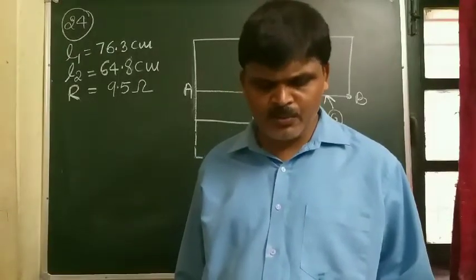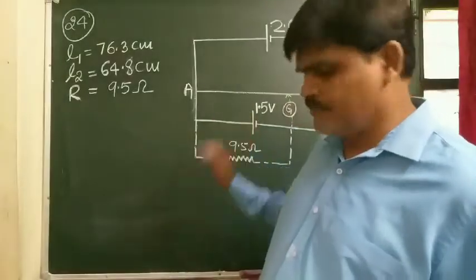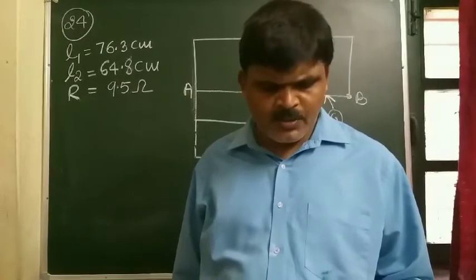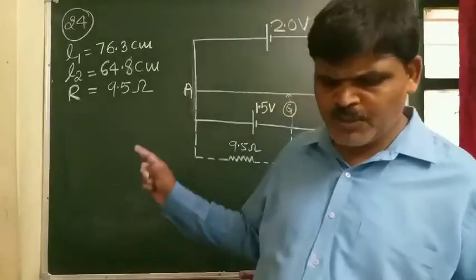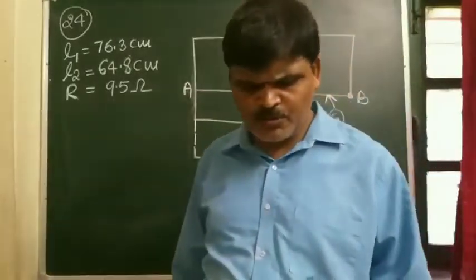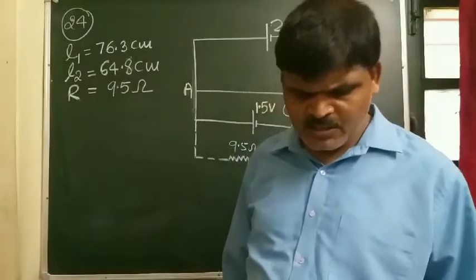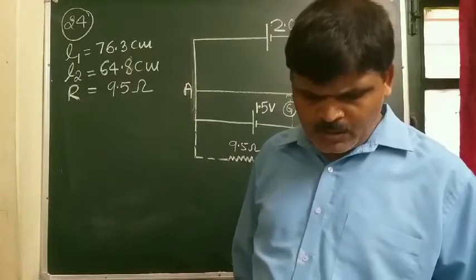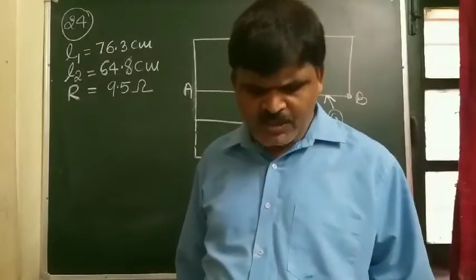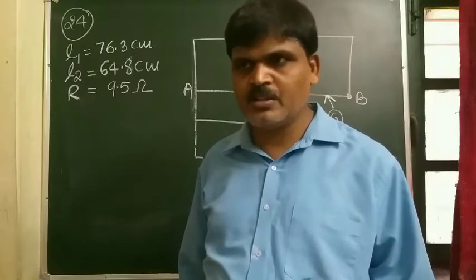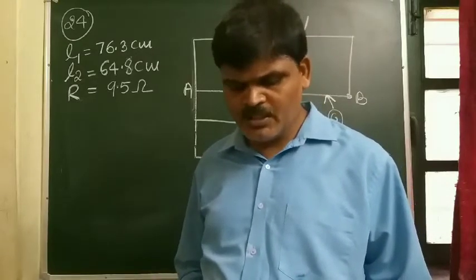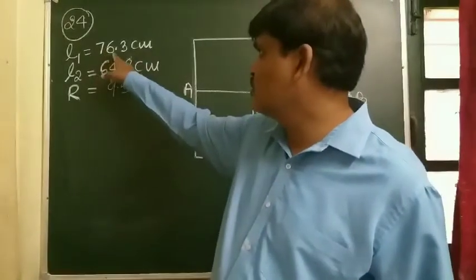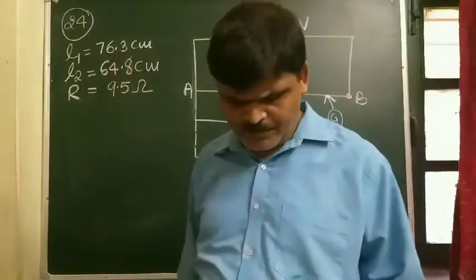Question number 24. Its diagram is given here. Question, listen. Figure shows a 2-volt potentiometer used for the determination of internal resistance of a 1.5 volt cell. The balance point of the cell in open circuit is 76.3 centimeter. So when the circuit is open, the balance point is obtained at 76.3 centimeter. So L1 comes out to be 76.3 centimeter.